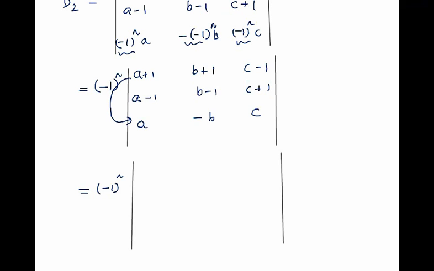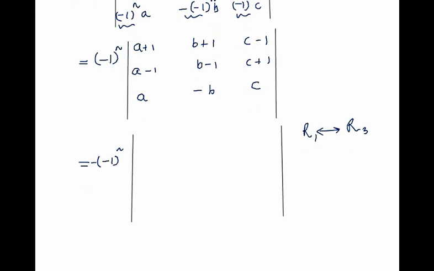We can replace this column with the row 1, or we can interchange the rows, that is row 1 and row 3 are interchanged. If this happens, then there will be a negative sign with the given determinant, because we know that whenever one row is exchanged with another row, then the sign of determinant changes.